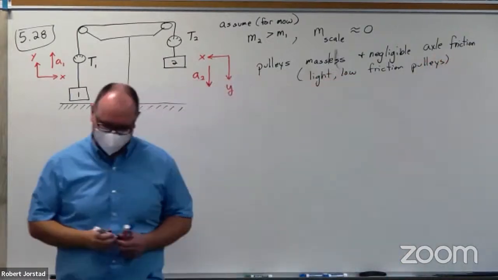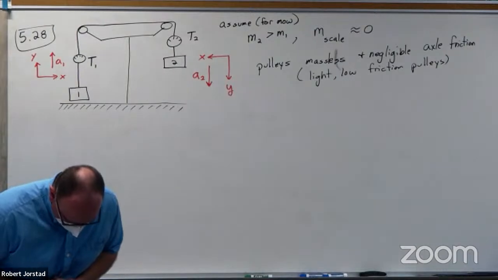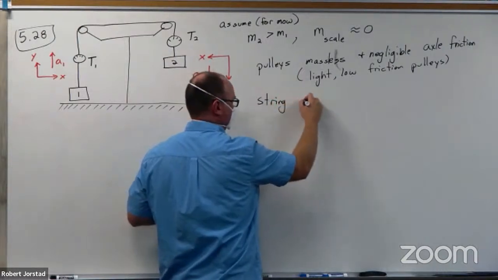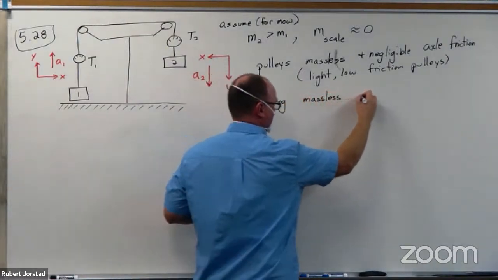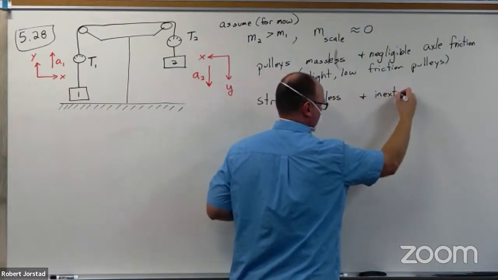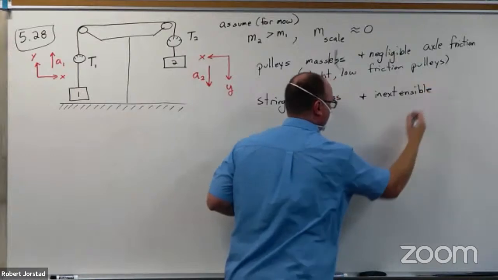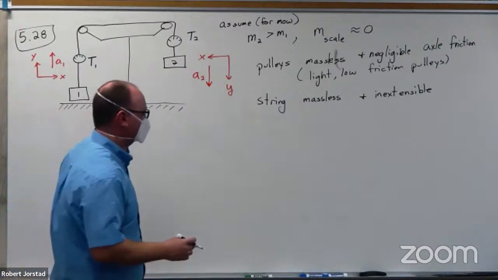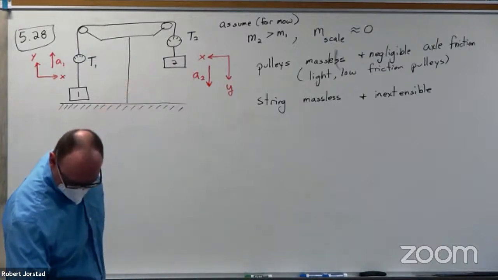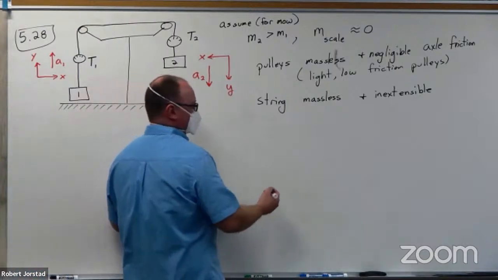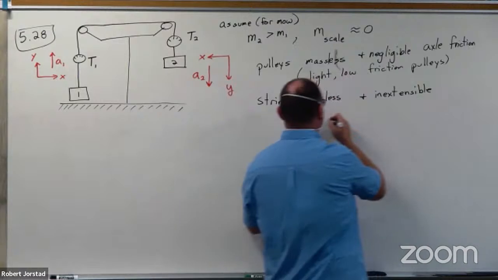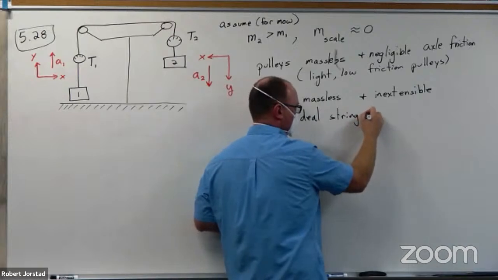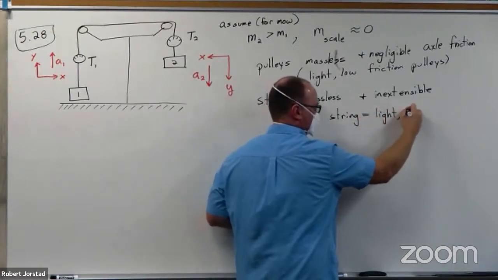Okay. What else are we going to assume? String is massless and inextensible. I spelled that right. If I screwed it up, oh well. All right. Said another way, this is called an ideal string. Light, not stretchy.